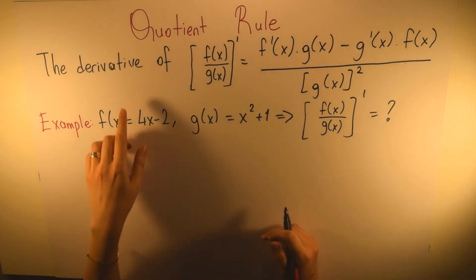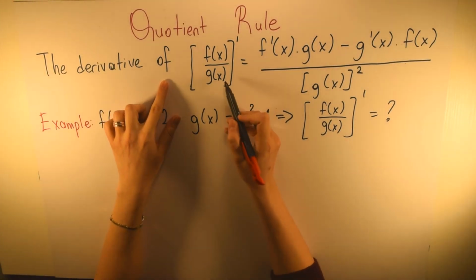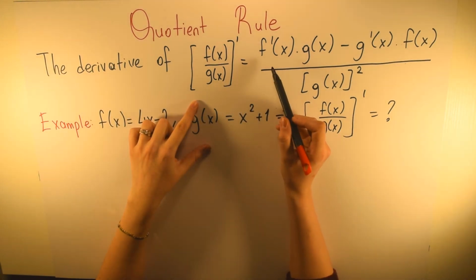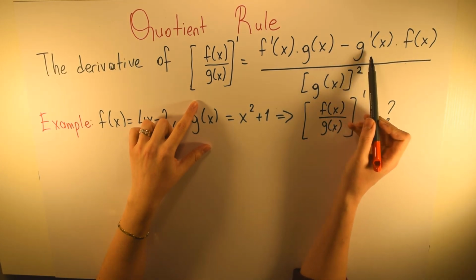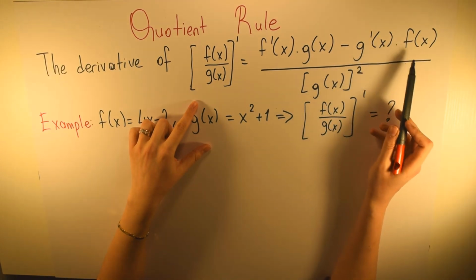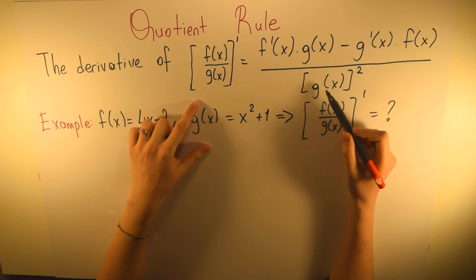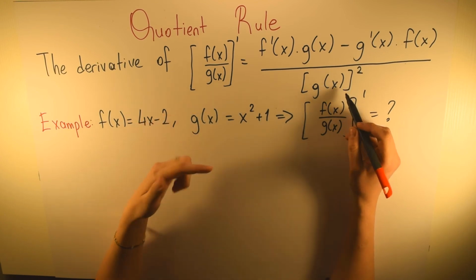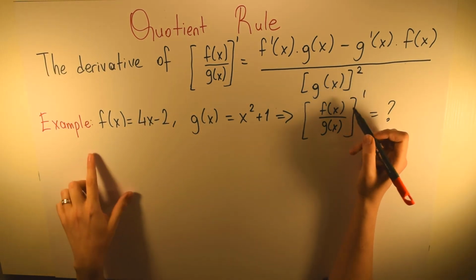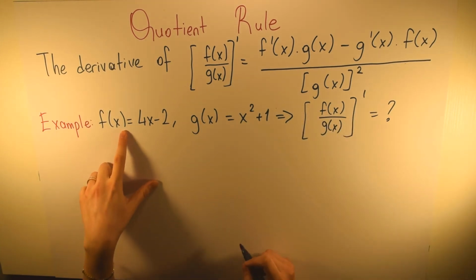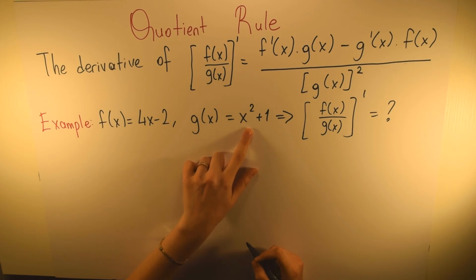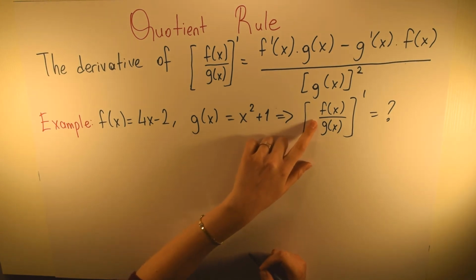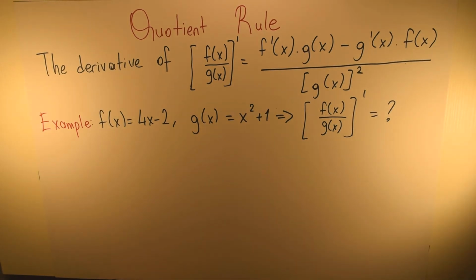Now let's look at quotient rule. So here we have the derivative of f of x over g of x is equal to the derivative of f of x times g of x minus the derivative of g of x times f of x, over g of x to the power of 2. So let's look at this example. Here we have f of x is equal to 4x minus 2, g of x is equal to x squared plus 1, and the derivative of f of x over g of x is asked.